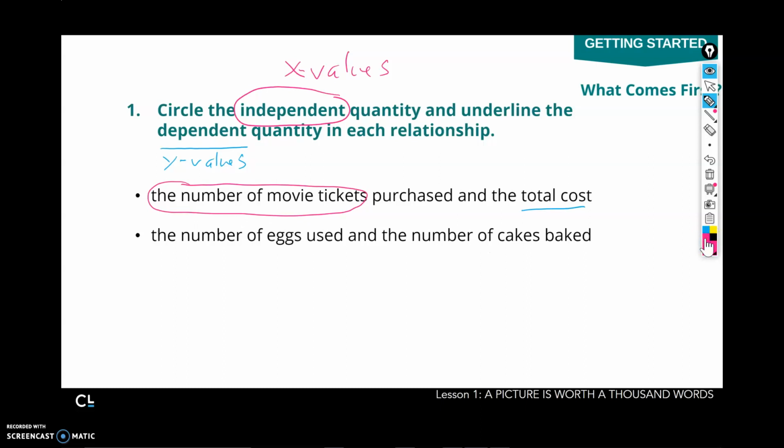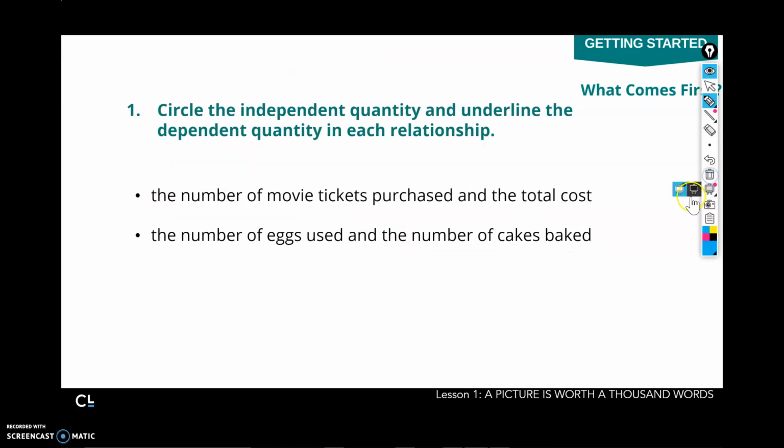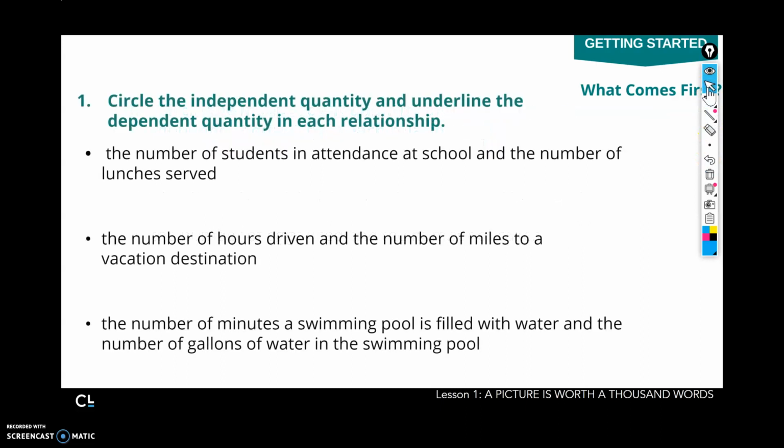The number of eggs used and the number of cakes baked. Well, this one, the number of cakes baked is my independent. But the number of eggs that I'm going to purchase is my dependent. It just depends on how many cakes I'm going to bake. Let's continue. I'm going to circle the independent.